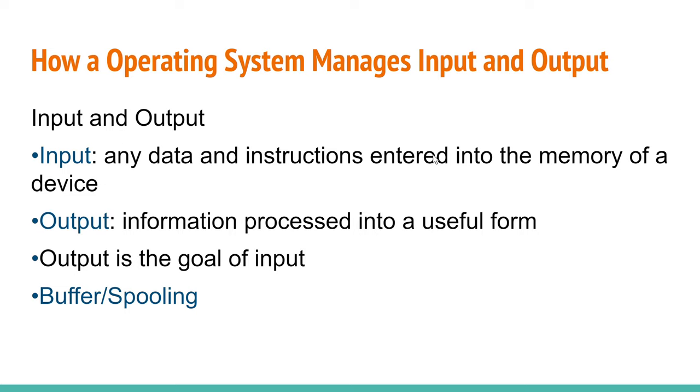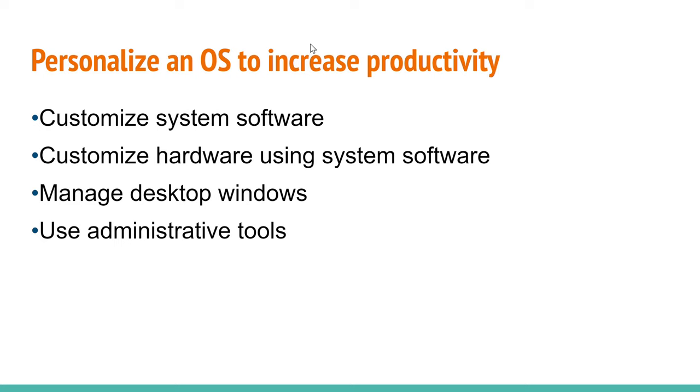How an operating system manages input and output. Input is any data and instructions entered into the memory of a device. Output is information processed into a useful form. Output is the goal of the input. Buffer and spooling. Personalize an OS to increase productivity.